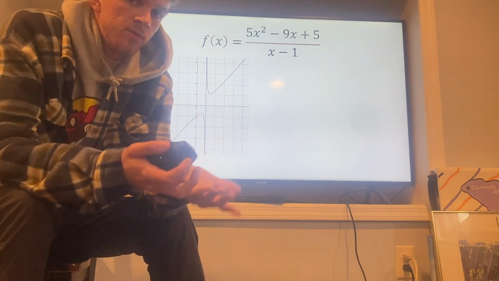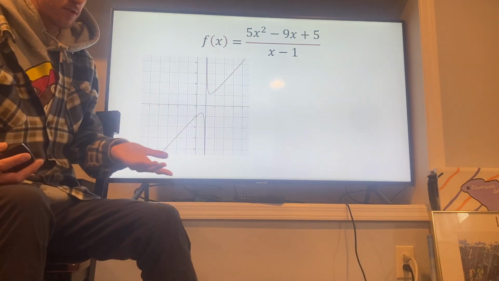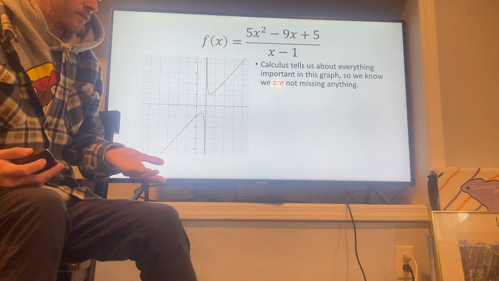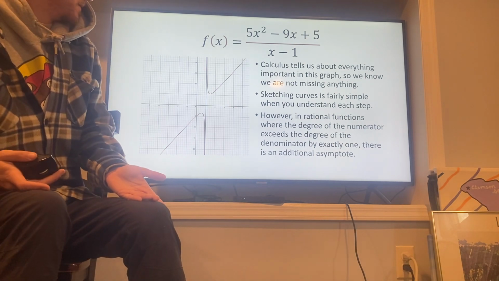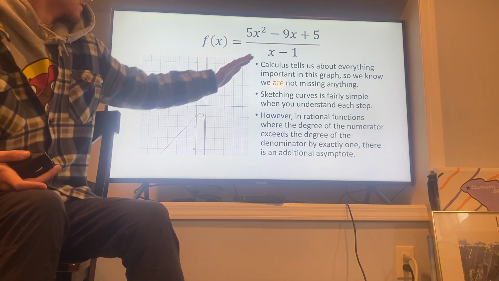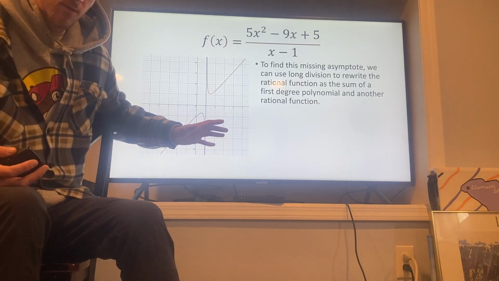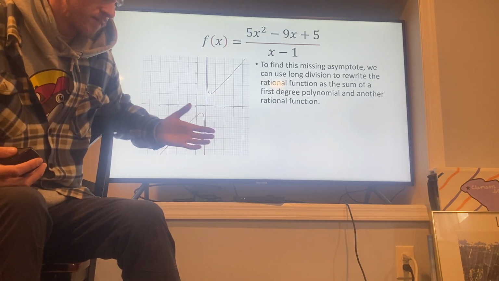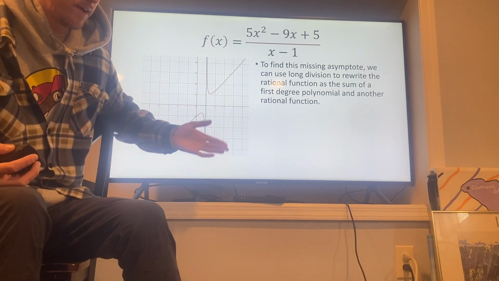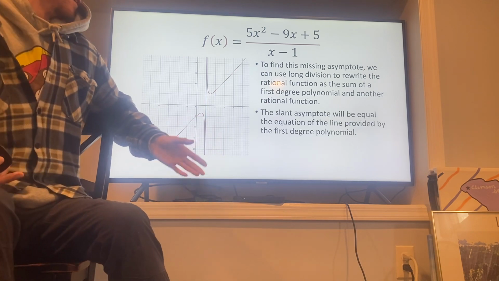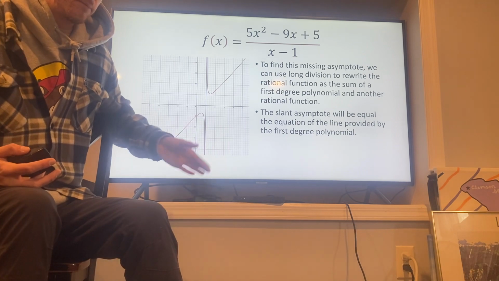So using calculus, we were able to determine everything that was important to be shown in this graph. However, you'll notice there might be an additional asymptote along this slant line. To find the missing asymptote, we're going to use long division to rewrite this rational function as the sum of a first degree polynomial and another rational function. The slant asymptote is going to be the line given by the first degree polynomial.